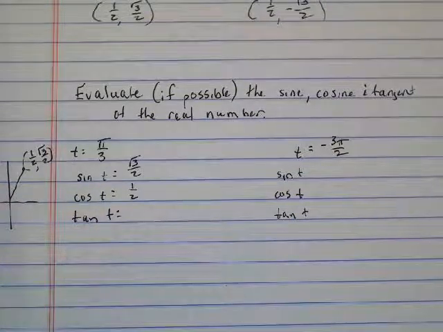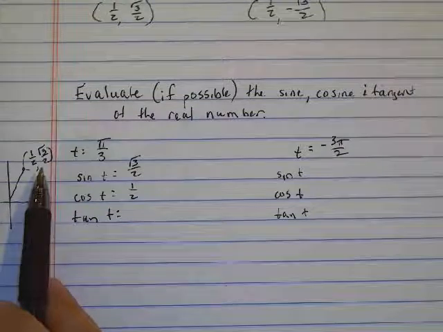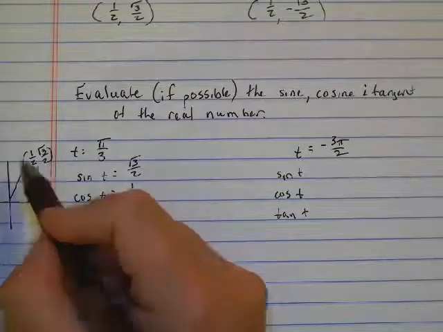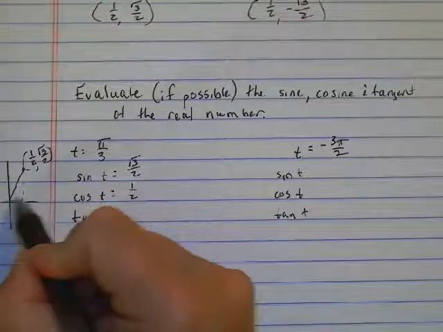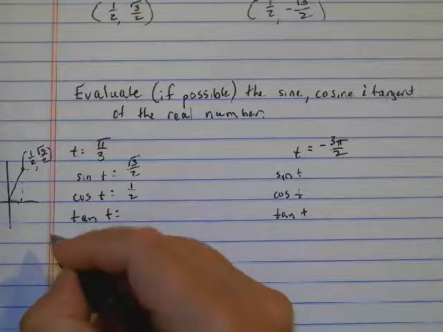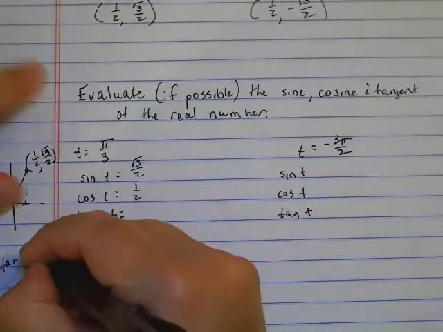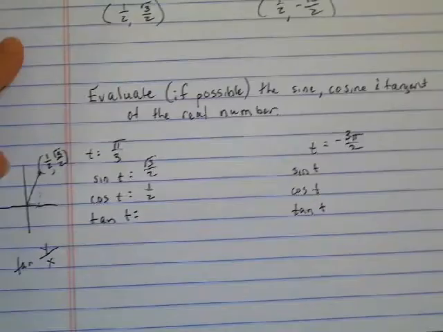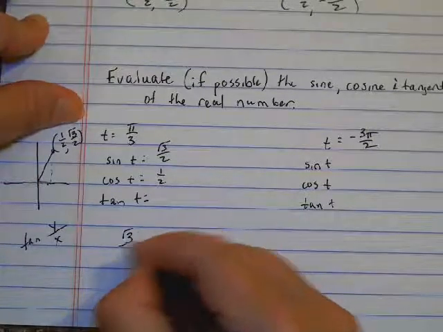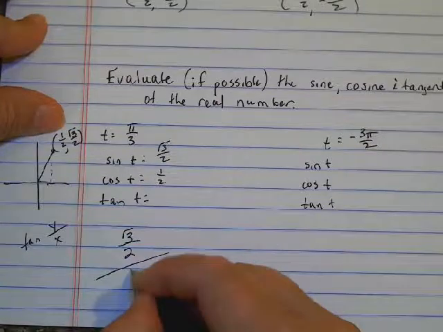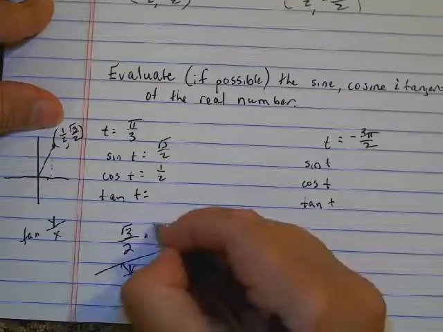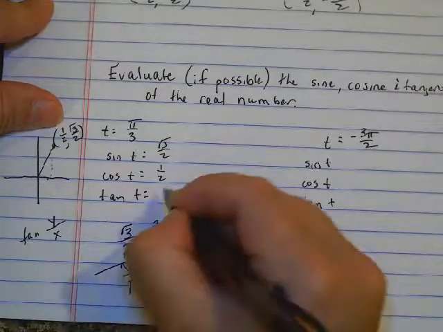And then tangent is always the opposite over the adjacent. So like if I drew in a triangle, the opposite would be the y value and the adjacent would be the x. So always to find tangent, we're going to do our y over our x. So in this case, the y value is the square root of 3 over 2 over the x value, which is 1/2. And then with fractions, we flip and multiply. So I just get square root of 3.